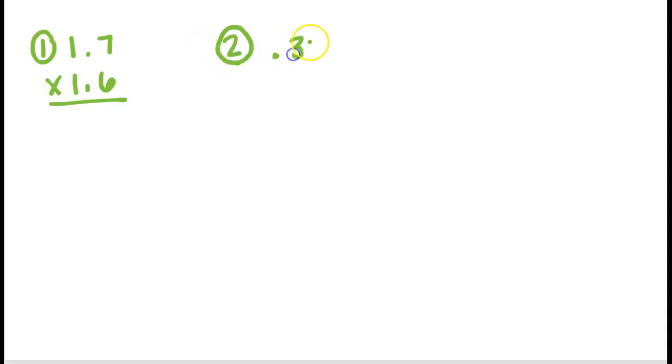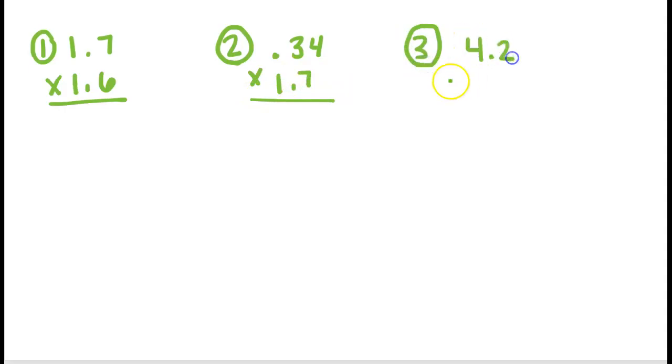Okay, so your first one that you can try, using partial products. We're not doing the standard algorithm. I want you to use partial products. Is 1.7 or 1 7/10 times 1.6. Your second problem you can try is 0.34 times 1.7. And your third one that you can try is 4.2 times 1.6.